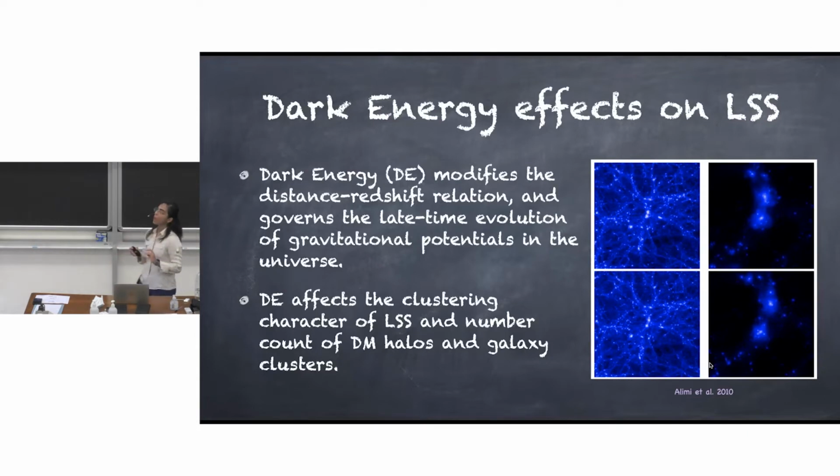Of course we know that dark energy affects the large scale structure, LSS, that I mentioned. It modifies the distance-redshift relation and governs the late time evolution of the gravitational potential in the universe. Since it works as a brake for the gravitational collapse, it can change the clustering of your dark matter halos, and also of clusters of galaxies, and the number counts. So this character of dark energy can be searched for in the clustering of large scale structures.